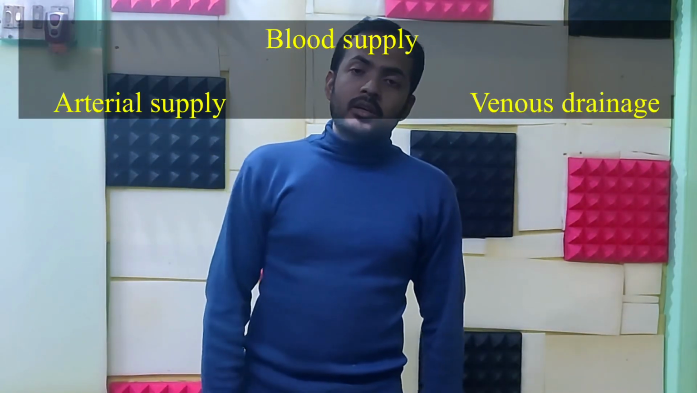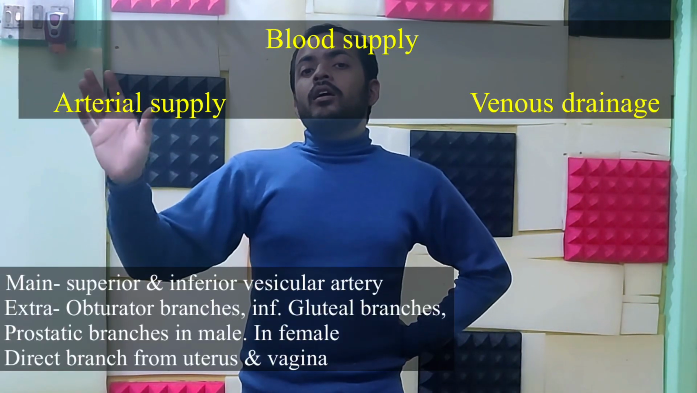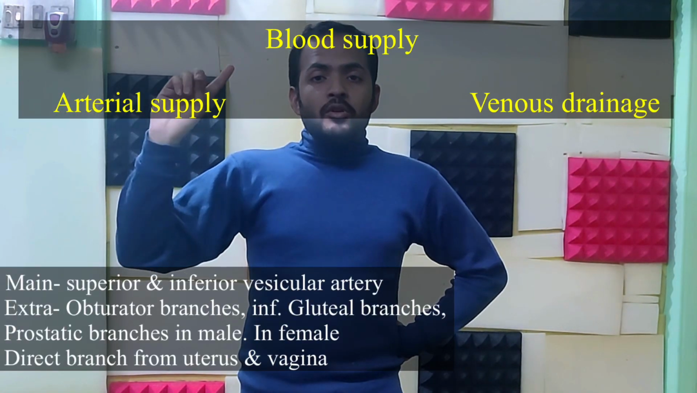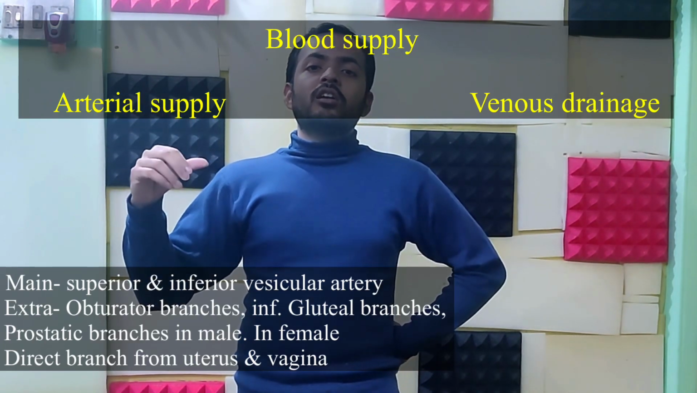Now the blood supply has two components: one is arterial supply and the other is venous drainage. In arterial supply, the main supply comes from our superior vesical artery and inferior vesical artery. Both are branches of our internal iliac artery.